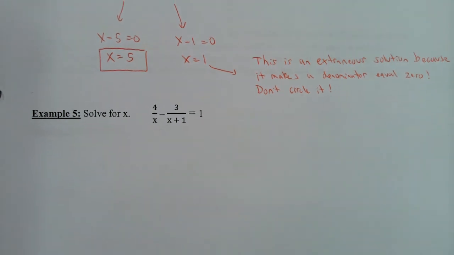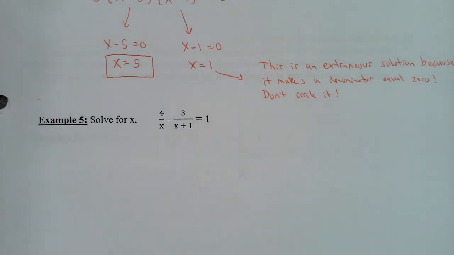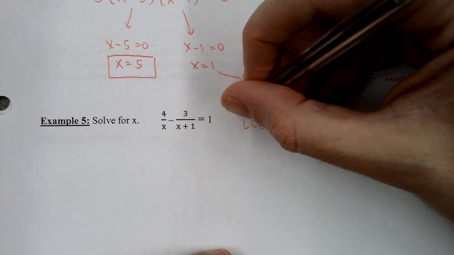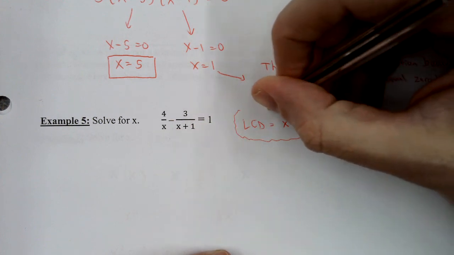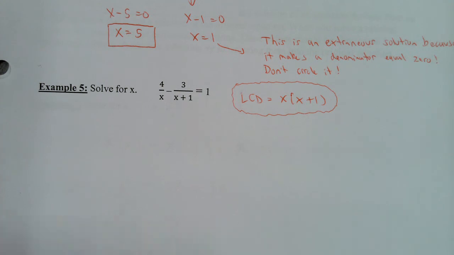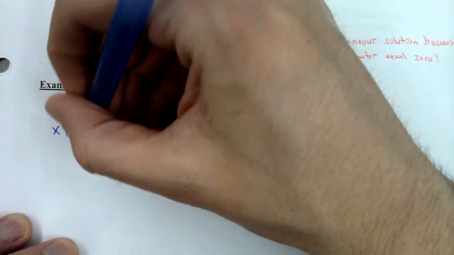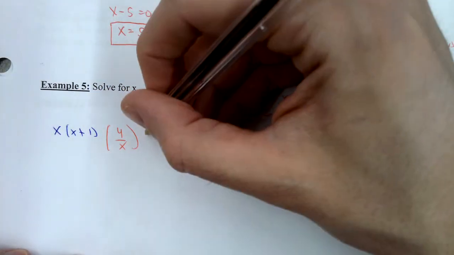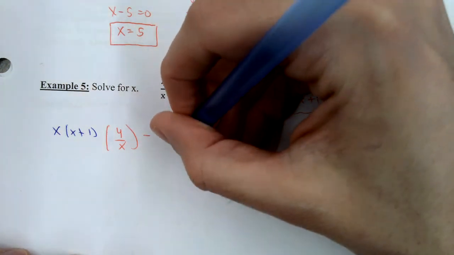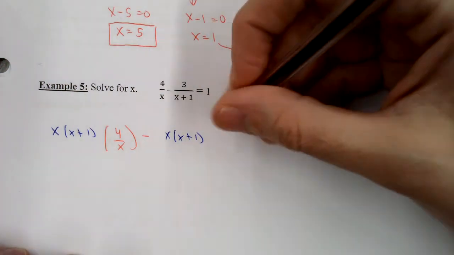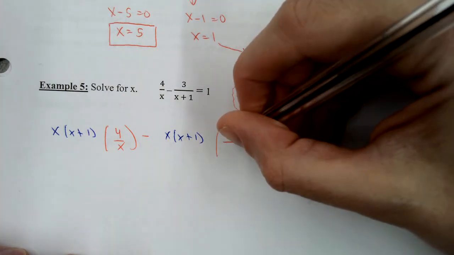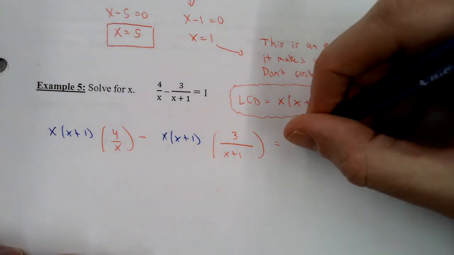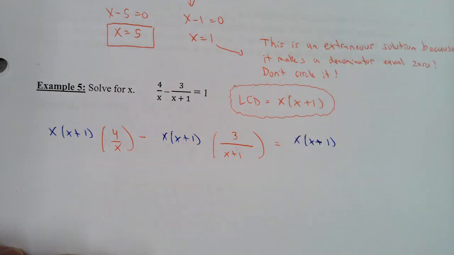All right, one more. Example 5 has the least common denominator equal to x times x plus 1. So we're going to multiply each term by x times x plus 1. x times x plus 1 times the first term, minus x times x plus 1 times the second term. I'm trying to put the LCD in blue so you can see what I'm doing. Equals the LCD, x times x plus 1, times the last term, which is 1.